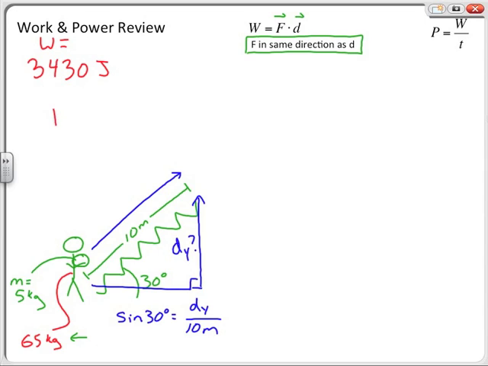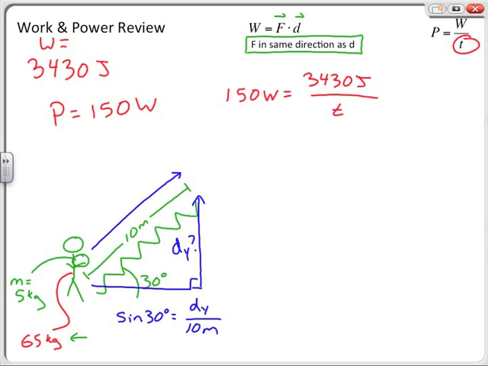Let's say for me, I can exert 150 watts of power. And so I want to know, how long is it going to take for me to get up the stairs? So what I'm going to do is simply solve for T with my known information. My power was 150 watts. That's going to be equal to the work done, 3,430 joules, divided by T. That means I'm going to end up with T equal to 3,430 joules divided by 150 watts.